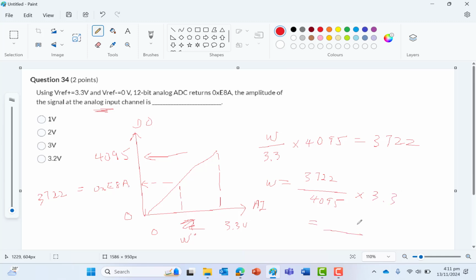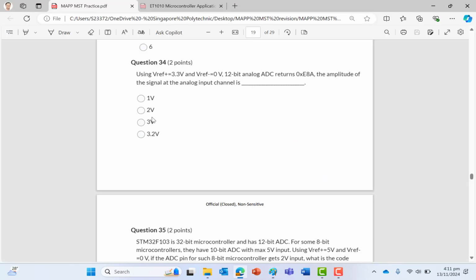Let me just do the calculation again: 3722 divided by 4095 times 3.3. You will get 2.9999, so I have 3. 3 is the answer. So C is the answer.